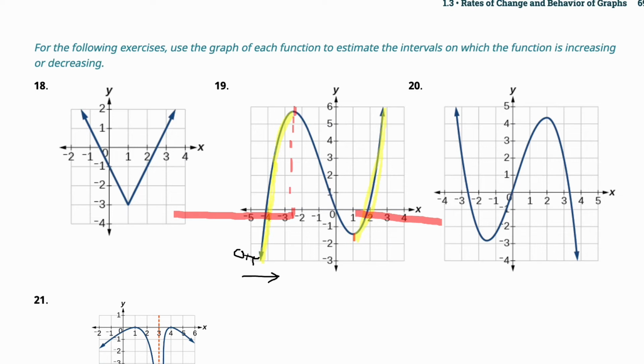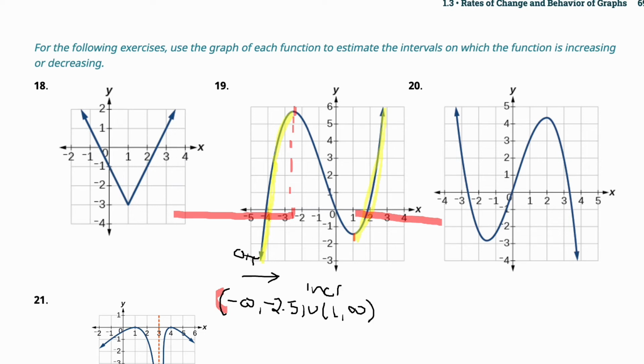Now at these spots right here and right there, they're not increasing or decreasing, so we don't include them in the interval, right? So if I were to write where it's increasing, I would have, let's see, I'll change this up just a little, minus infinity, round bracket, because it always does, to negative 2.5, and then union 1 to infinity. And that's where I would say that it's increasing. Oops, I forgot the parenthesis.